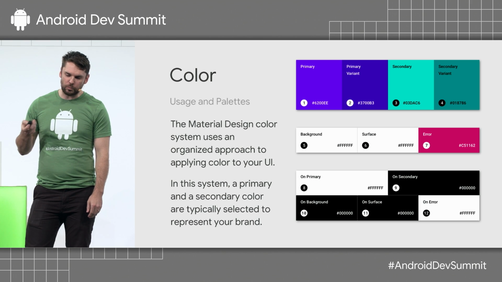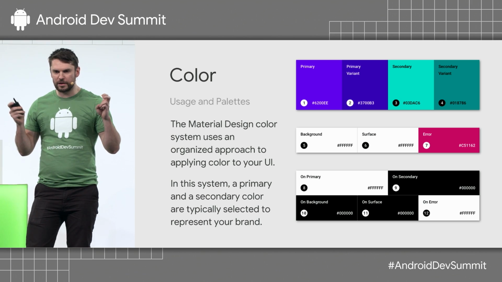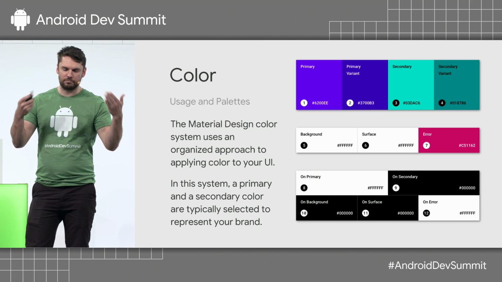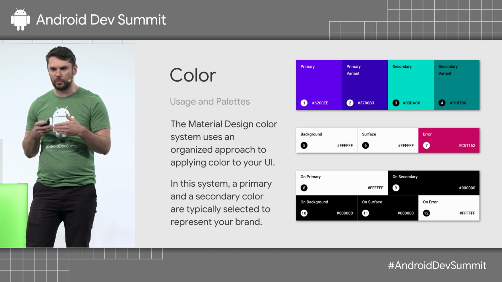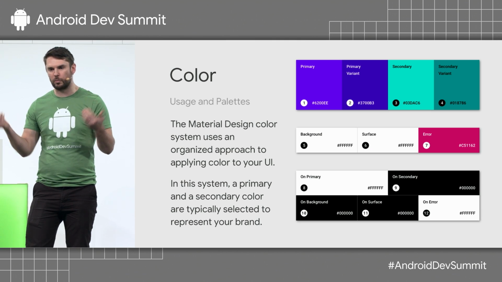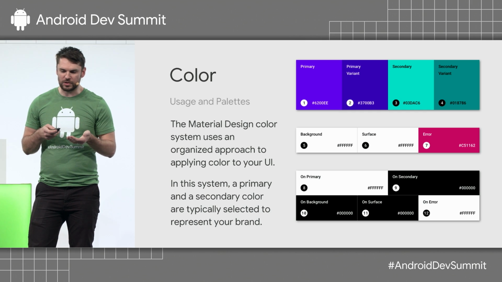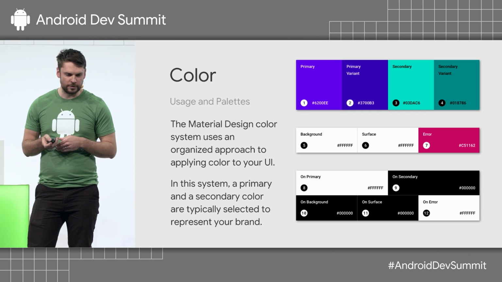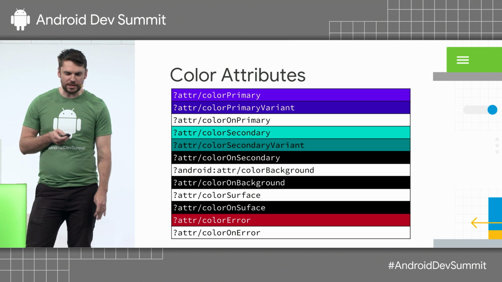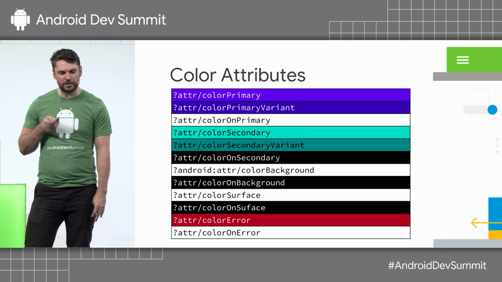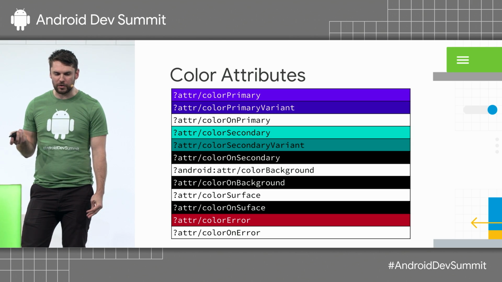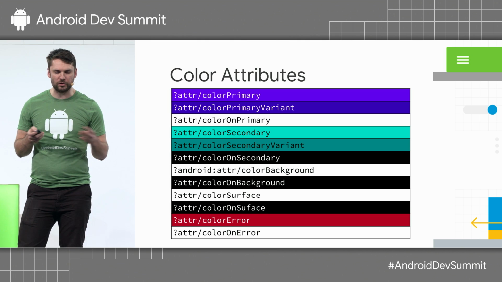And then the on primary, on secondary, those on variants of colors, those need to be accessible when they're drawn on top of the other colors. So for instance, on primary will be drawn on top of the primary color. So if you have text that's shown on top of the primary background, it should be the on primary color. These are the color attributes that we've defined. You can see that there's a lot of new ones. We tried to reuse some that came from AppCompat, and we also have the android:colorBackground that we use, which is just the regular Android version of that attribute.